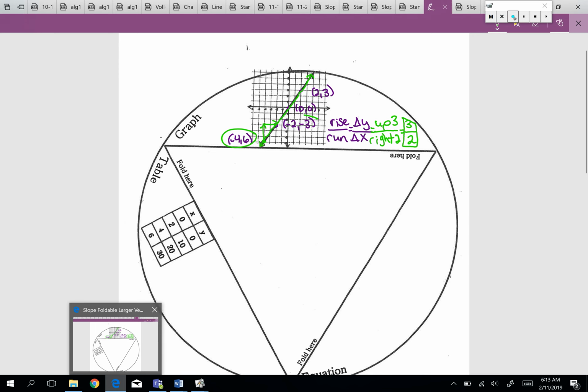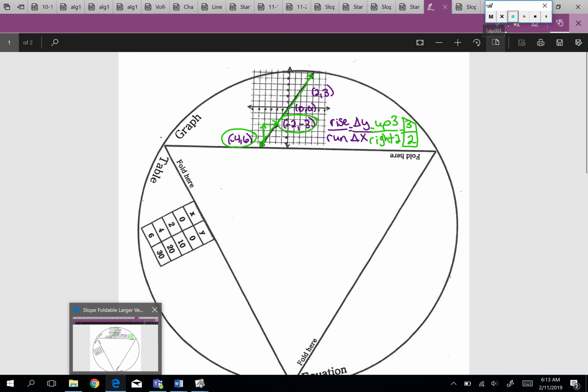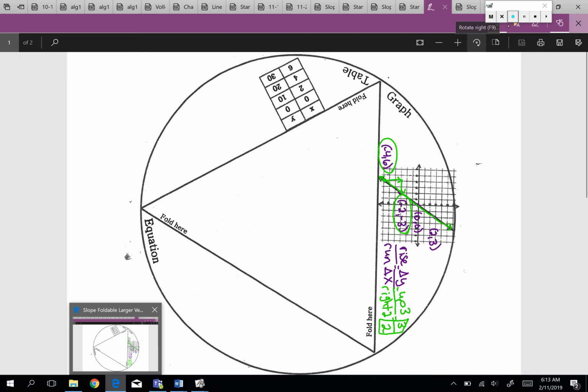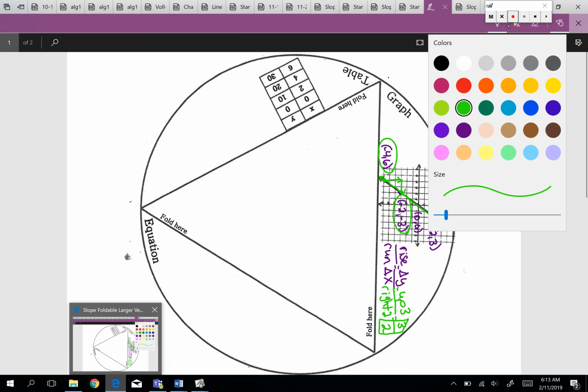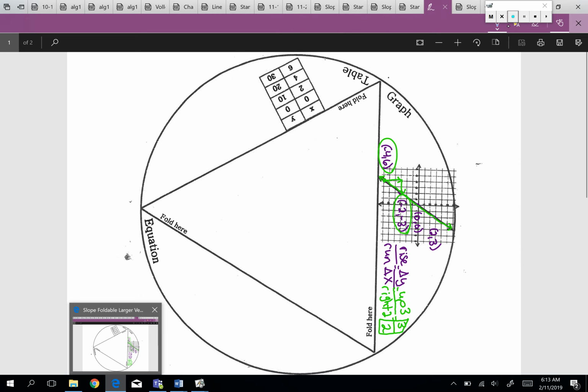I'm going to go ahead and pick the two ordered pairs we just used. And I'm going to go ahead and rotate. This is the best I can rotate, guys, so bear with me. Instead of equation, we're going to go to the equation piece, but instead of equation, we're going to change it so it says between 2 points. So we're going to use two ordered pairs to find our slope.